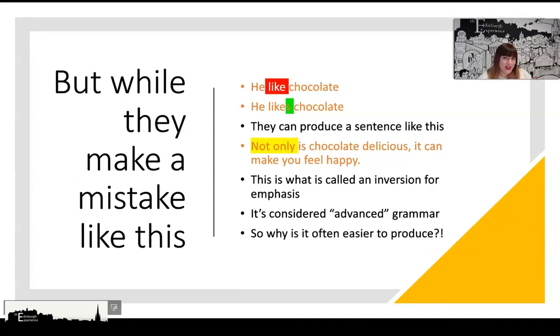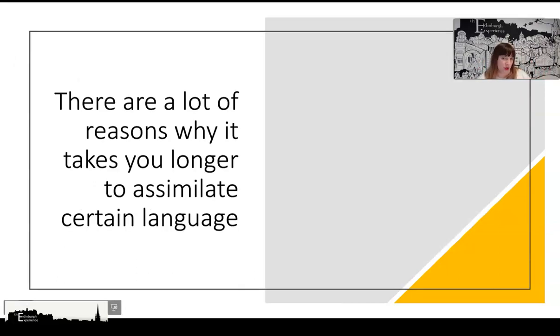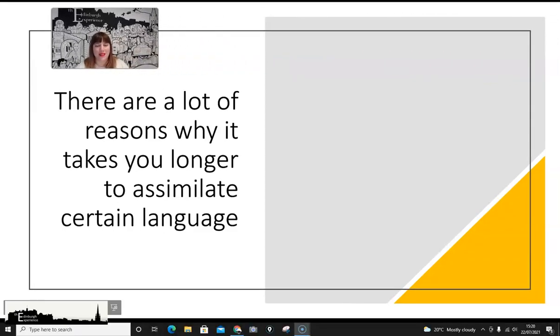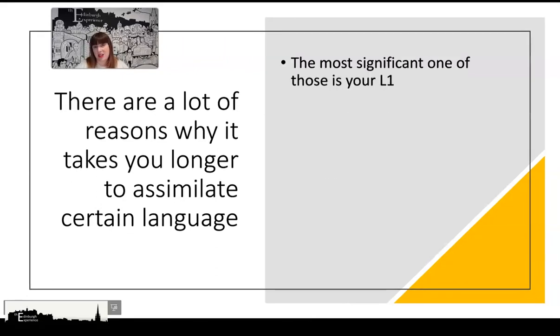So why is it that my students are finding it easier to produce this advanced grammar instead of the basics? Well, there's some good reasons for that, guys, and there's quite a lot of reasons why it's going to take you longer to assimilate certain language in English. The most significant one of those reasons is your L1, your first language, yeah? So that means your mother tongue or the language you grew up speaking the most.